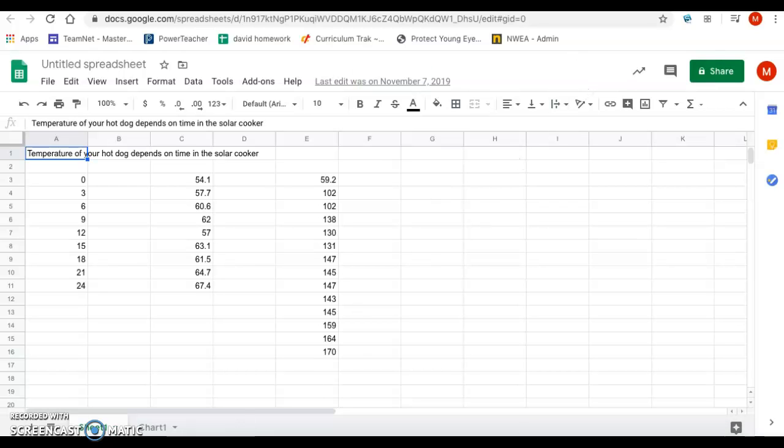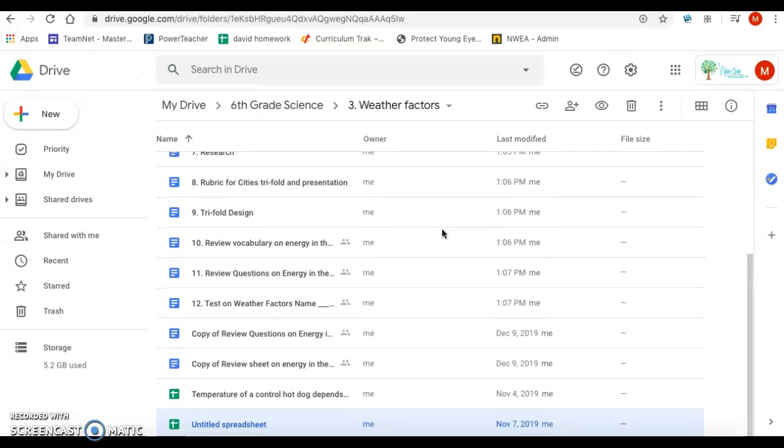Okay, I don't know what this is. Looks like it's some leftover data or something like that. Don't know. Have fun with it.